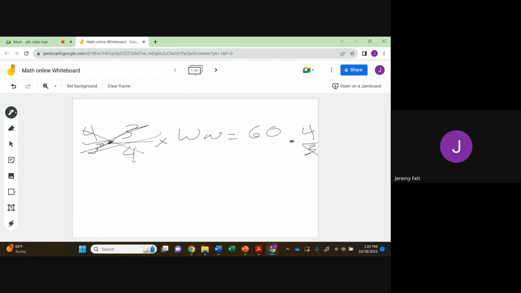3 goes into 3 once, into 60 20 times, 20 times 4. That number is 80. Okay, so 3/4 of 80 is 60. So again, always just go back to the original word problem. Does your number look right and make sense? In this case, yeah, 3/4 times 80. Yeah, that would give us 60.